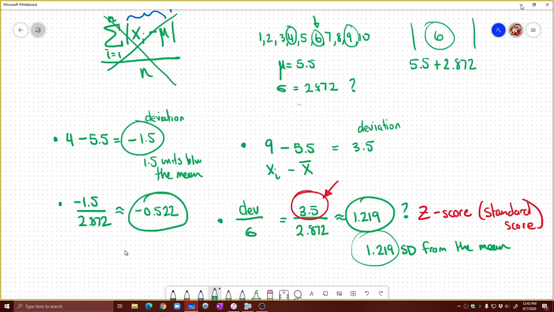This is telling me I am 0.522 standard deviations below the mean. Since this is still within 1, the score you got was less than the mean, but would we consider it noteworthy, significant? Not really, because it's within that window.